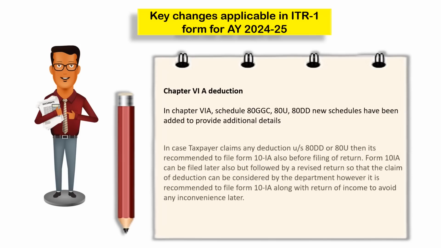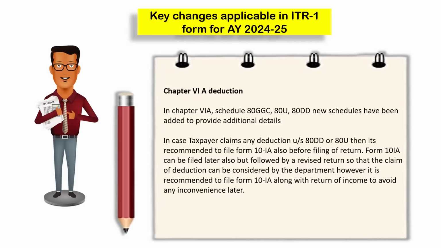In case a taxpayer claims deduction under section 80DD or 80U, then it is recommended to file Form 10IA also before filing income tax return. You can also file Form 10IA after filing your income tax return, which can be followed by a revised return so that the claim of deduction can be considered by the department. However, it is recommended to file Form 10IA along with the return of income to avoid any inconvenience later.